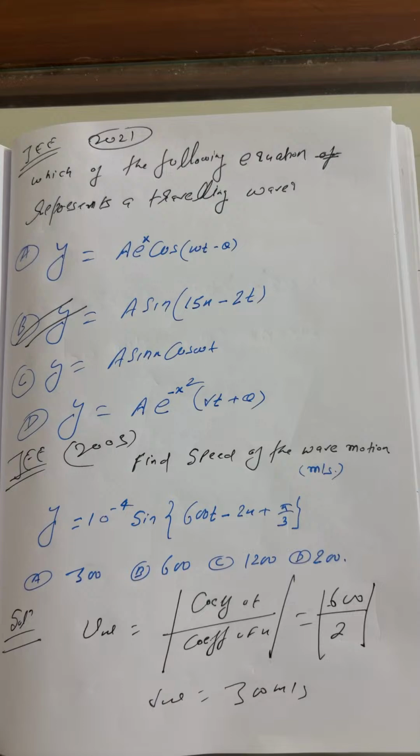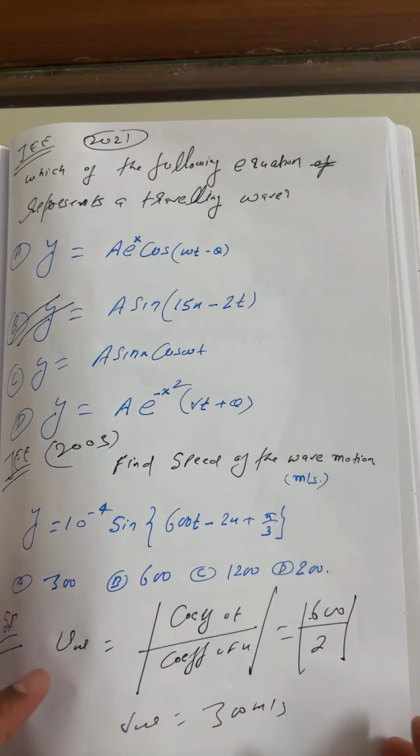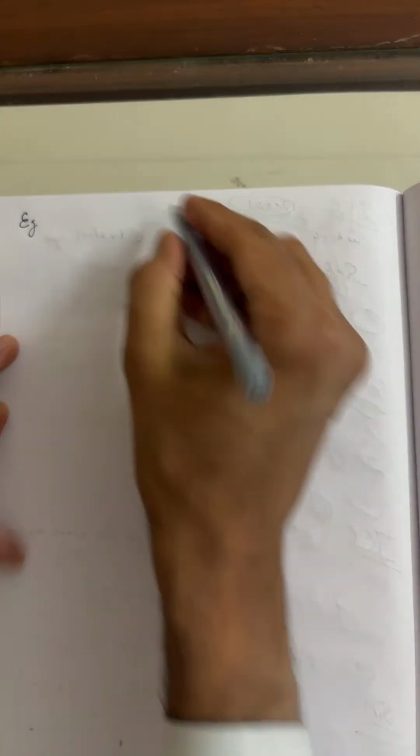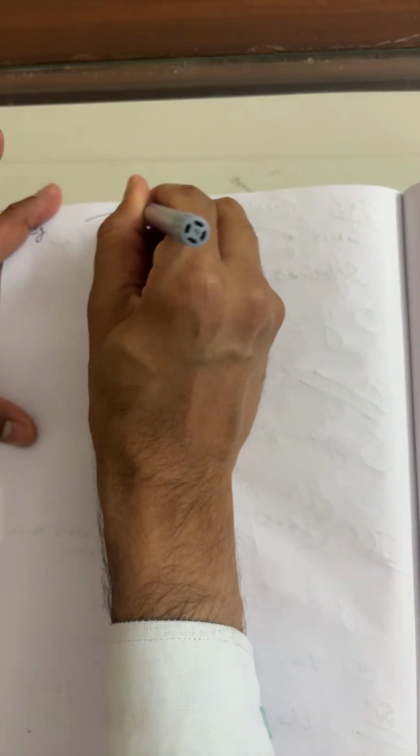Next question. This is an integer type question, so there is no option at all. Beta, this is a problem based on integer type, and this question asks for beta.